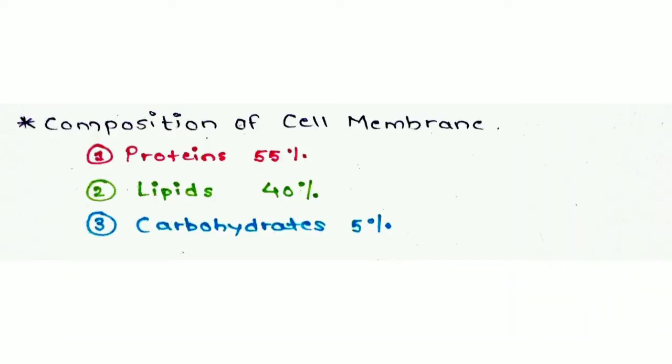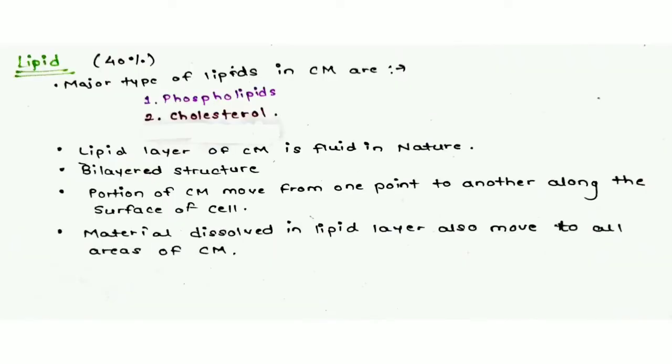Moving ahead, now let's discuss the composition of the cell membrane in detail, starting with the lipid. As you all know, it constitutes 40% of the cell membrane composition. The major lipids found in the cell membrane are phospholipid and cholesterol. The lipid layer is a bilayer structure in the cell membrane. It has a fluid nature, meaning portions of the cell membrane can move along the surface of the cell, as well as the material dissolved in the lipid can move.